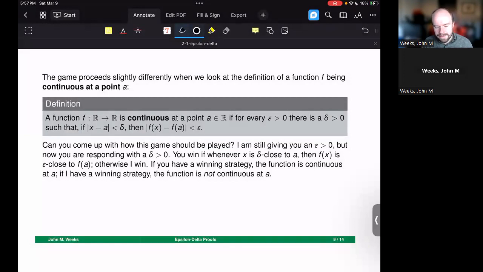We'll say that a function f from the real numbers to the real numbers is continuous at a point a in the real numbers if for all epsilon greater than 0, there exists a delta greater than 0, such that if the absolute value of x minus a is less than delta, then the absolute value of f of x minus f of a is less than epsilon.